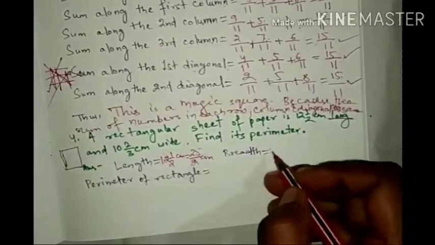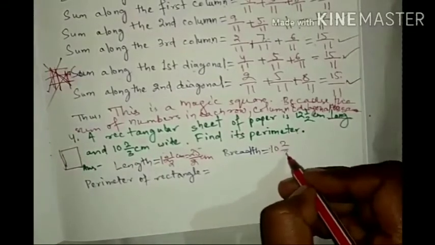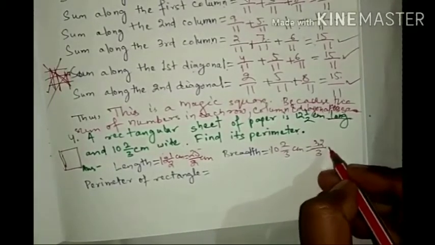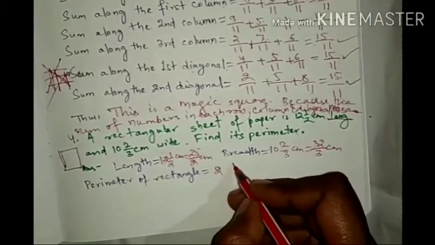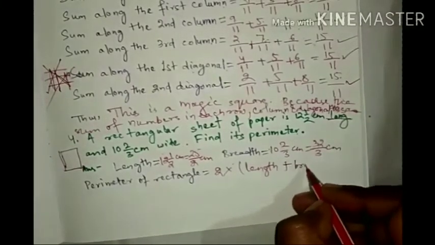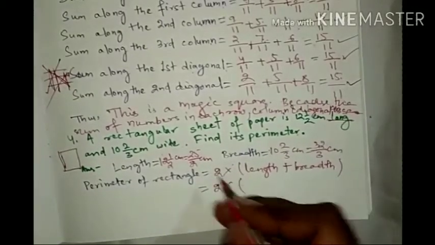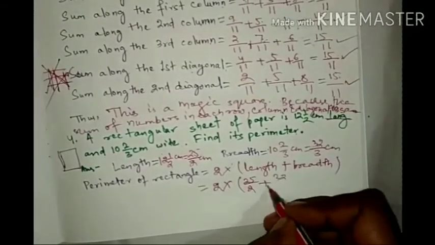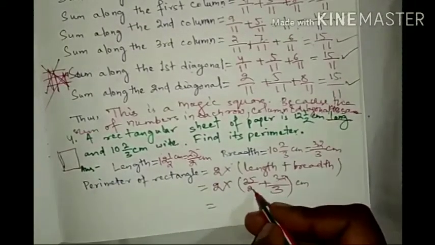Breadth is how much? Breadth is 10 and 2 by 3 centimeter, equal to 10 times 3 is 30 plus 2, 32 by 3 cm. So what is the perimeter of the rectangle? 2 into length plus breadth. So 2 into length, 25 by 2, plus breadth, 32 by 3 cm.